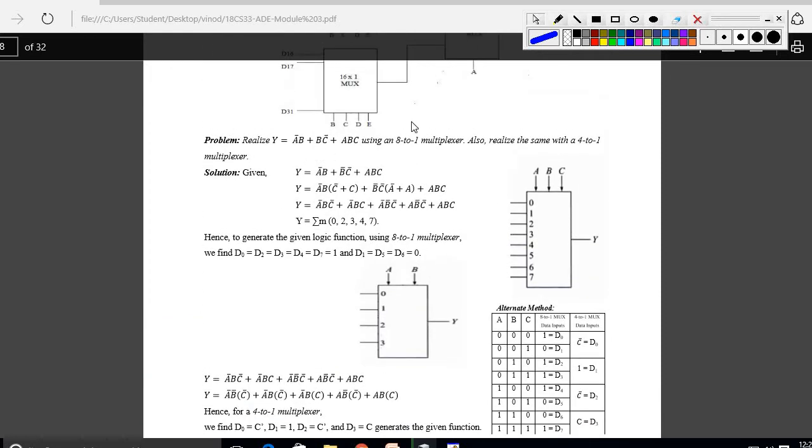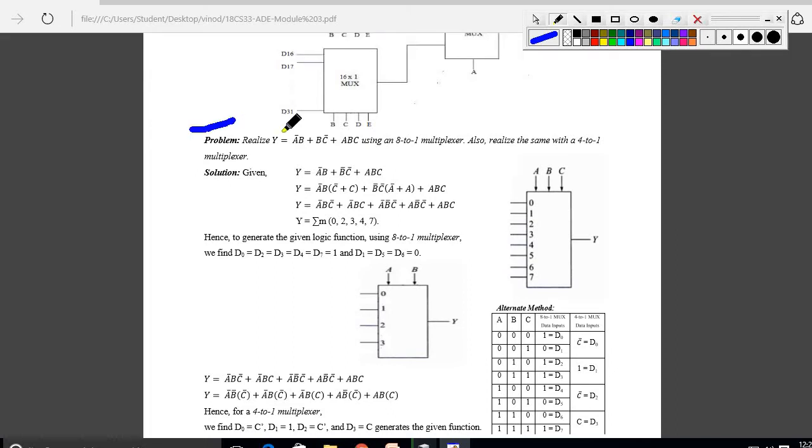See this particular problem. Realize Y = A'B + BC' + ABC using an 8:1 multiplexer, and also realize the same with a 4:1 multiplexer. While realizing with the 8:1 and 4:1 multiplexers, the expression has been given. So first we have to see how many control inputs there are in that particular expression.